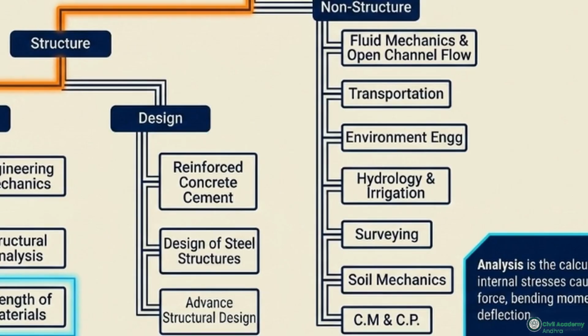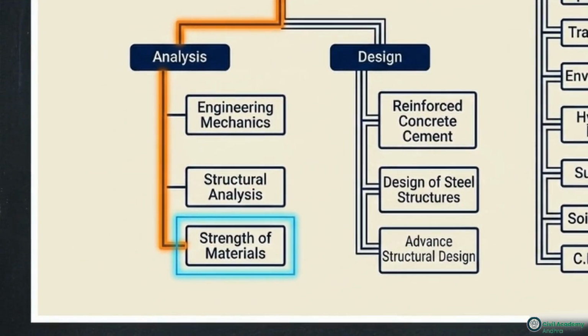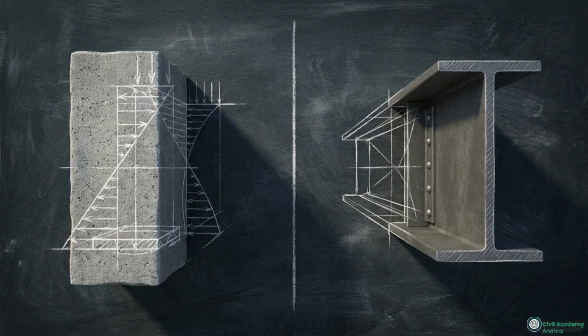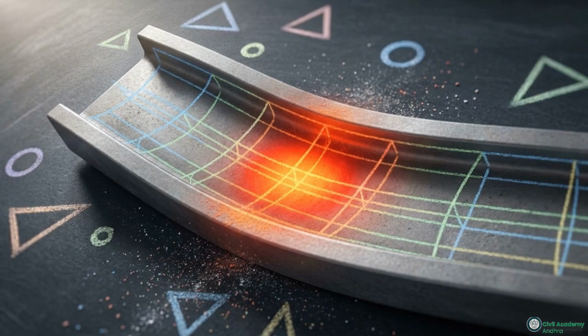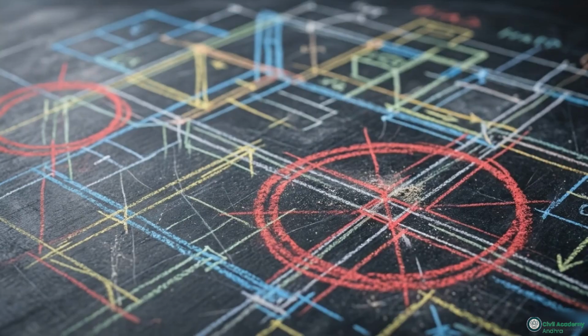At the very foundation of that analysis branch sits the strength of materials. This is the absolute starting point for calculating internal shear forces, bending moments, and deflections. You cannot safely size a concrete column or a steel girder without first solving for these internal stresses. Analysis is the strict, non-negotiable prerequisite to physical design.